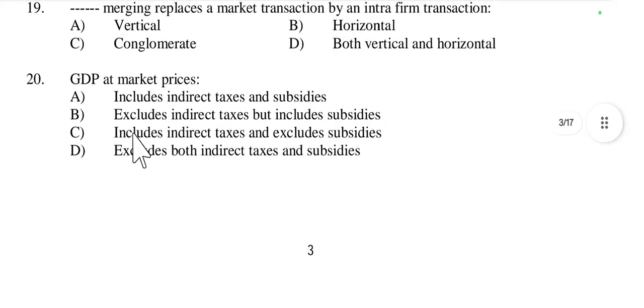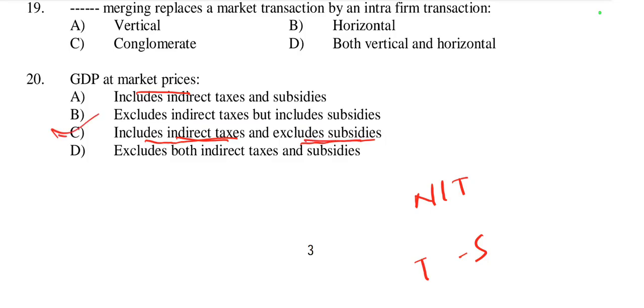Then question number 20, GDP at market prices. GDP at market prices includes indirect tax and subsidy, excludes indirect tax but includes subsidy, or includes indirect tax and excludes subsidy. Yes, in GDP at market price, when we find market price, we include indirect tax and exclude subsidy, meaning net indirect tax. Net indirect tax means tax minus subsidy. So include indirect tax and exclude subsidy. So option C is right here.